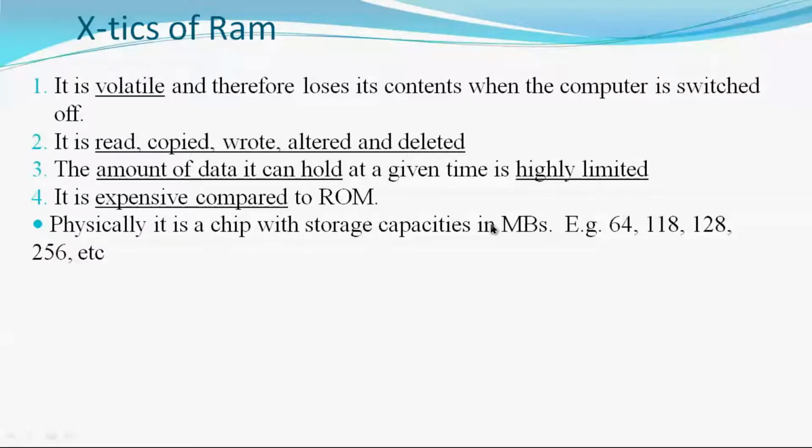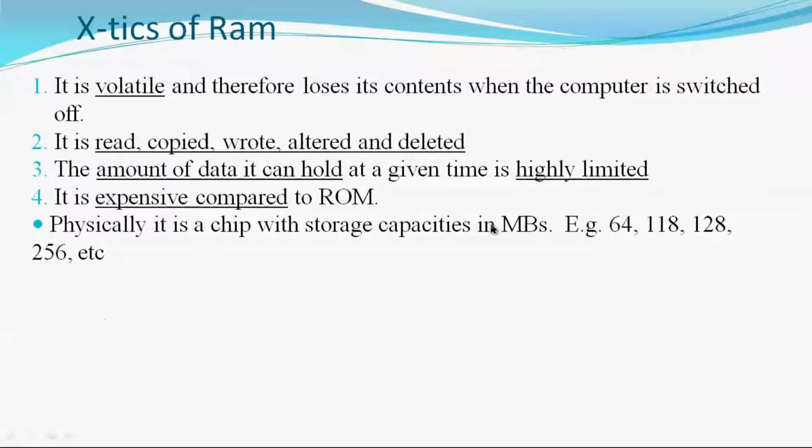Now, the other characteristic is it is read, copied, written, altered, and deleted. Meaning you can put information in it, you can also remove the information, you can copy information which is still in it, and you can also copy it somewhere. For example, if you're running a Microsoft Office Word application and you're typing work, that application at the beginning when you are running it, it's going to be loaded onto the RAM. Because I say the RAM will only contain content after we have loaded something onto it or we have started running a program. So you will load this application all together onto the RAM, and as you're working, you're actually working from the RAM.